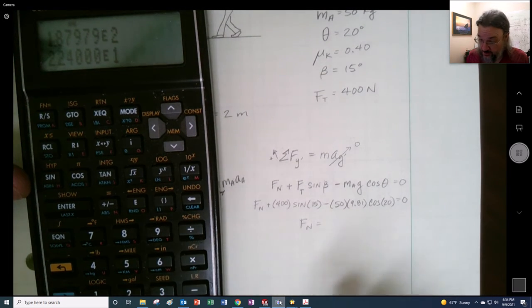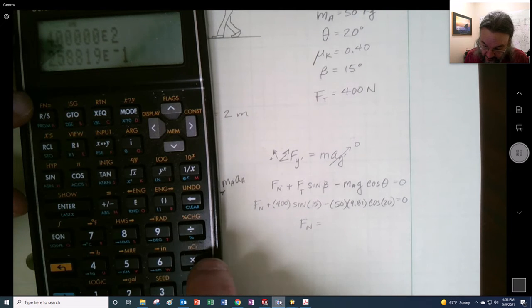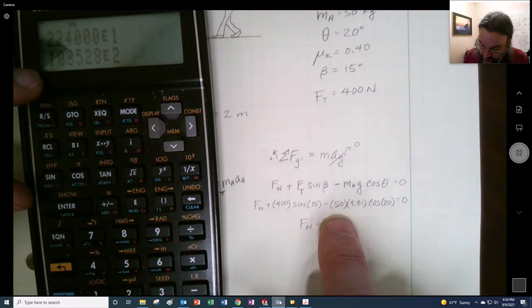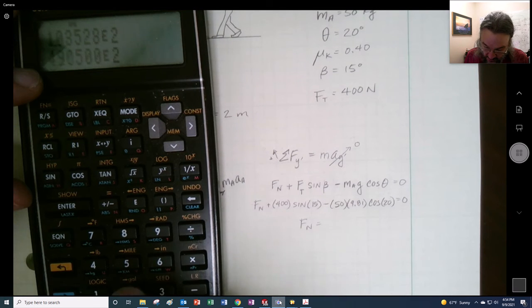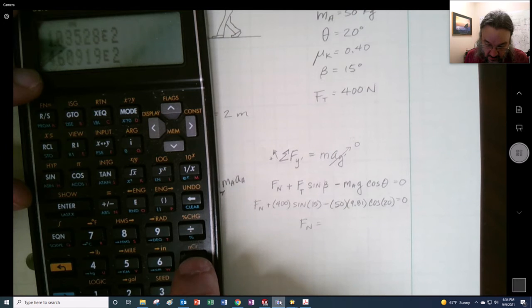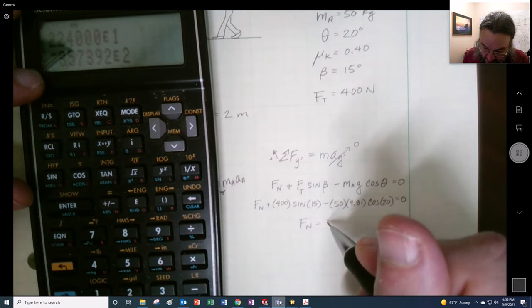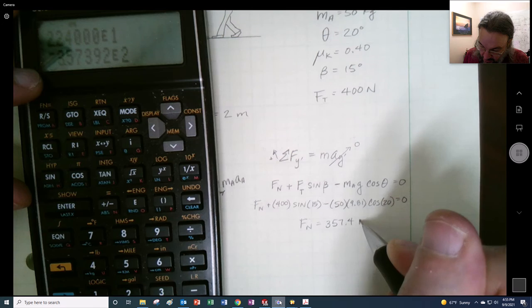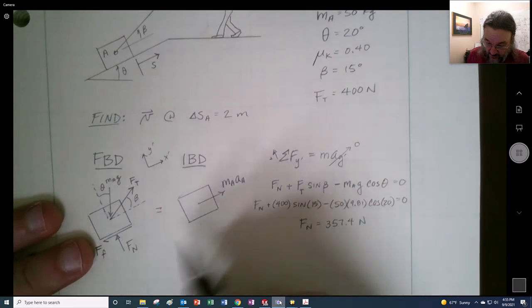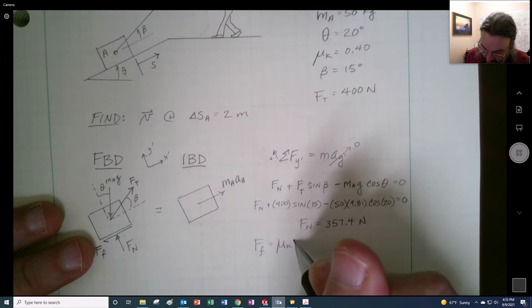415 sine times, okay, and then 50 times 9.81, times 20 cosine, subtract out. That makes sense that it's negative because it's going to go over to the other side. So that ends up being 357.4 newtons.